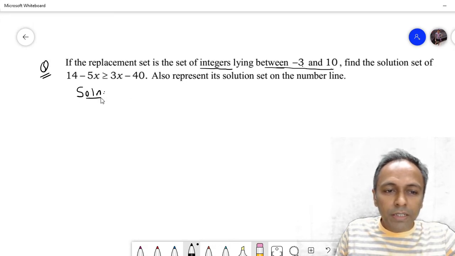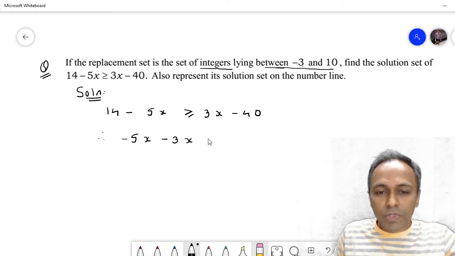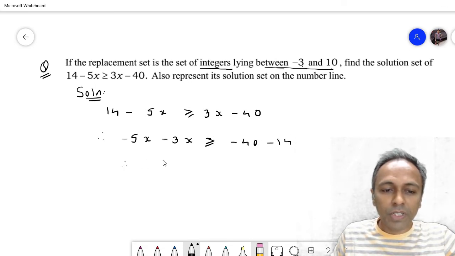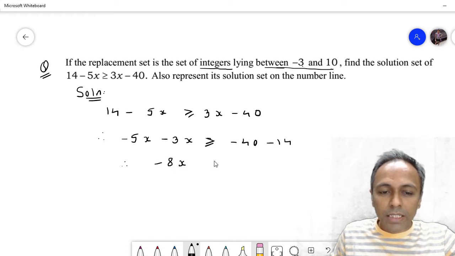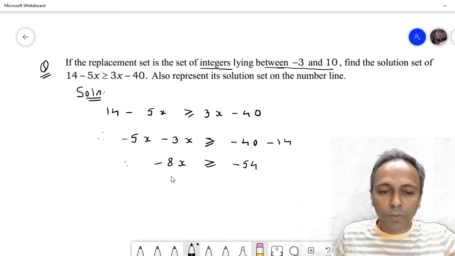And we have been presented with a question: 14 minus 5x is greater than or equal to 3x minus 40. Let us say we decide to keep all x terms on one side, so we can bring 3x to the left hand side. When you transfer the terms from left to right, there will be no change in the inequality sign. Minus 40 remains as it is and 14 will become minus 14. Therefore, minus 8x is greater than or equal to minus 40 minus 14, which is minus 54.